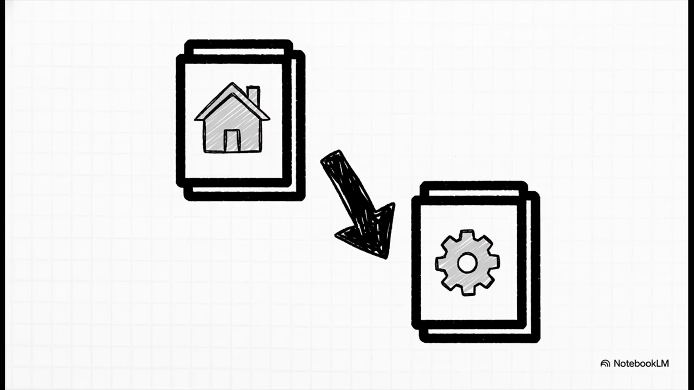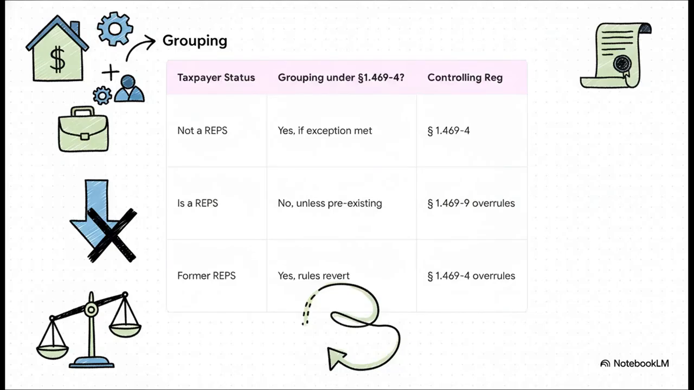Okay, let's shift gears to something a bit more advanced. The grouping election we've been focused on, the one in Regulation 1.469-4, sometimes has to fight with another set of rules. These are the rules for real estate professional status, or REPS, and they live in Regulation 1.469-9. The tricky part is that these two rules can clash, and one can actually override the other. This chart here lays out the pecking order perfectly.